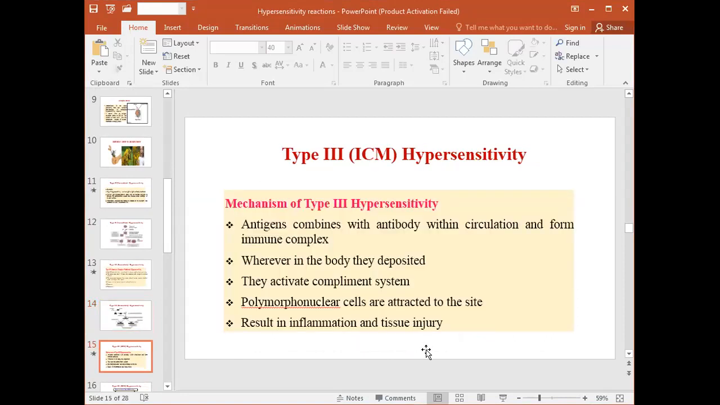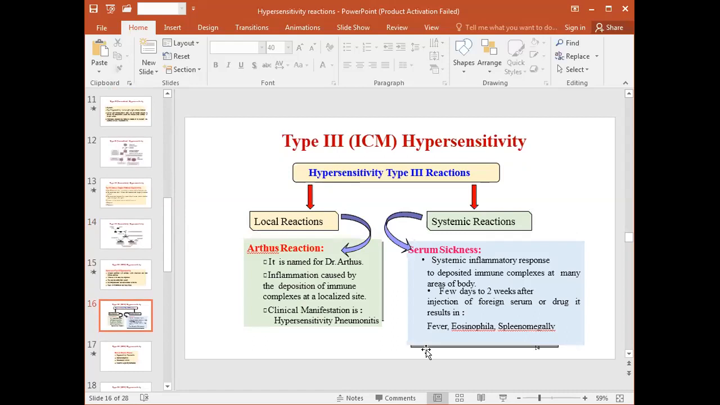So type 3 hypersensitivity reaction is an immune complex mediated hypersensitivity reaction. Here they are resulting in inflammation or tissue injury, and these reactions are of two types. One is a local reaction, which is known as the Arthus reaction. Another one is the systemic reaction, that is known as serum sickness. The Arthus reaction is named after Dr. Arthus, who discovered it.